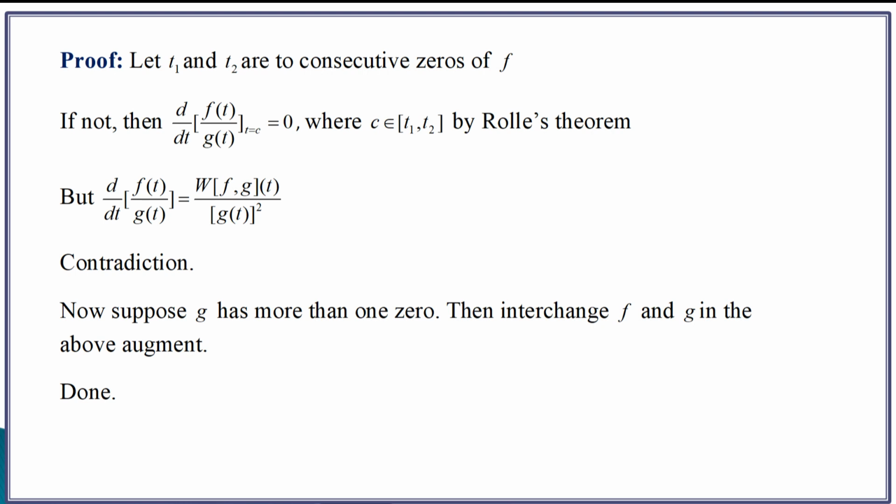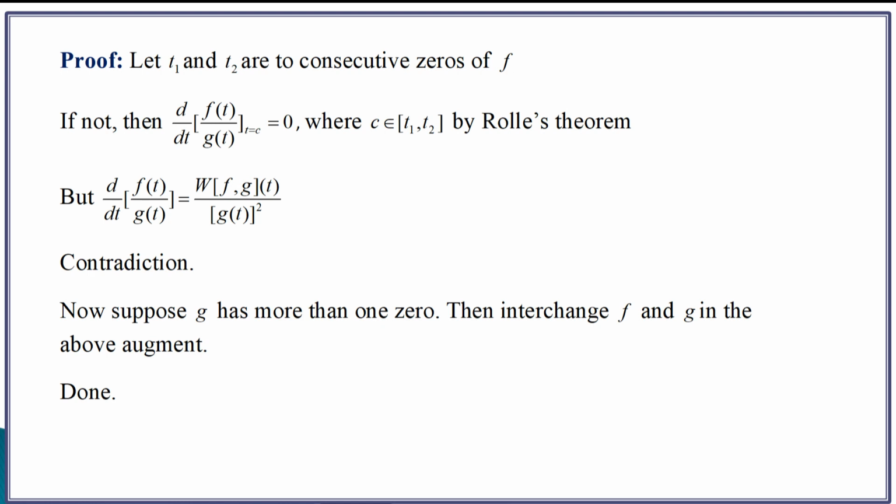Since they are solutions of the given self-adjoint equation, they are continuous and differentiable, and also f is 0 at t1 and t2. So it satisfies all the conditions of Rolle's theorem, and as per Rolle's theorem, the derivative of this ratio should be 0 at some point between t1, t2. Now what is this derivative actually? This derivative is actually the Wronskian of f, g divided by g square.